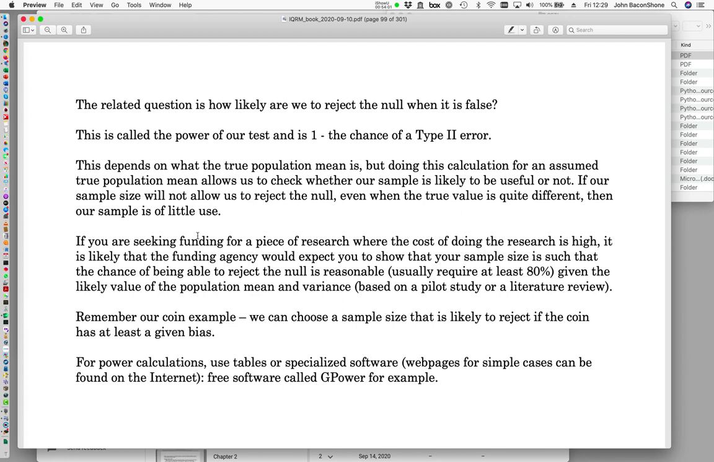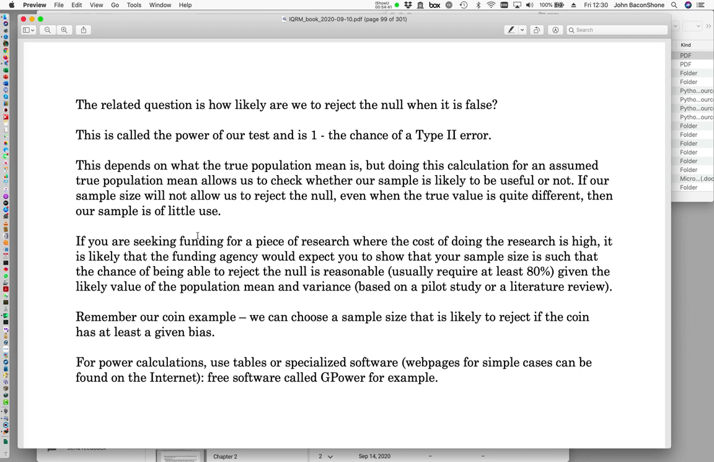Given possible likely values of the population mean and variance, how would you know those? Well, you might have done a pilot study, or perhaps based on the literature review or a theoretical argument. And conversely, if the power is very high, if the power was, say, 99%, they might even question whether your sample size is bigger than it needs to be. Okay? So, remember, in our coin example, we can choose a sample size that is likely to reject if we have some idea of how biased our coin might be.